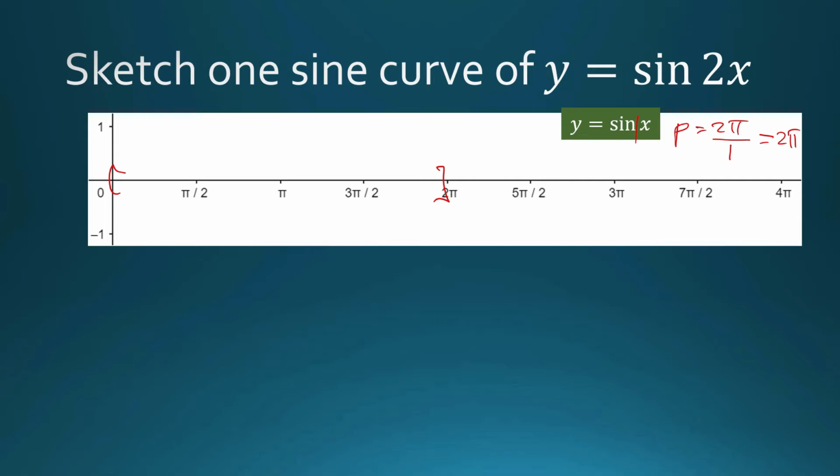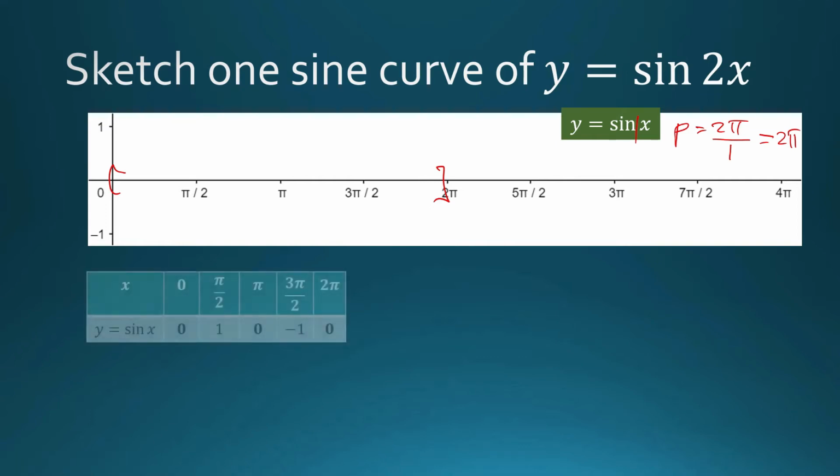Now, in sketching the graph of this function, you don't have to produce so many points. All you have to do is look for the x-intercepts. That is the first step to do. Between those x-intercepts, you will have your point where your function will achieve its maximum value. In this case, it's 1. And the minimum value is -1.